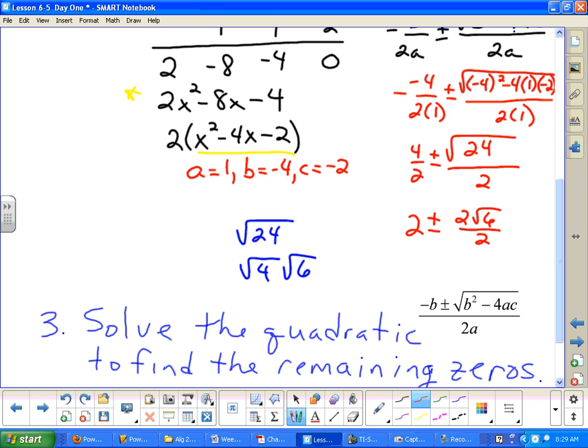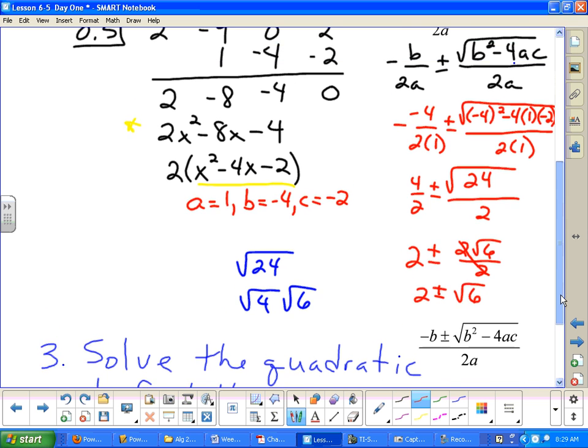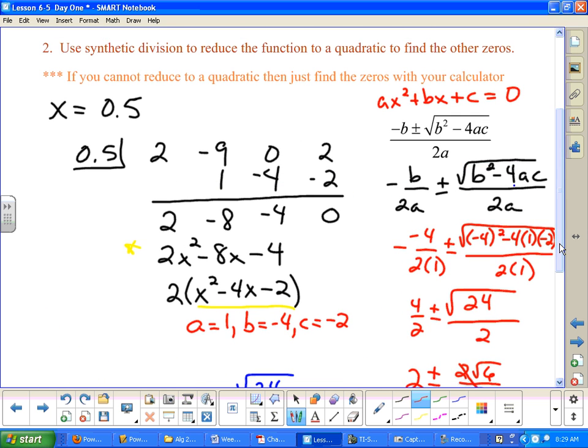And these 2's will cancel. So we have 2 plus or minus the square root of 6. So my answer for this problem is 0.5 and 2 plus or minus the square root of 6. Those give me exact value answers.